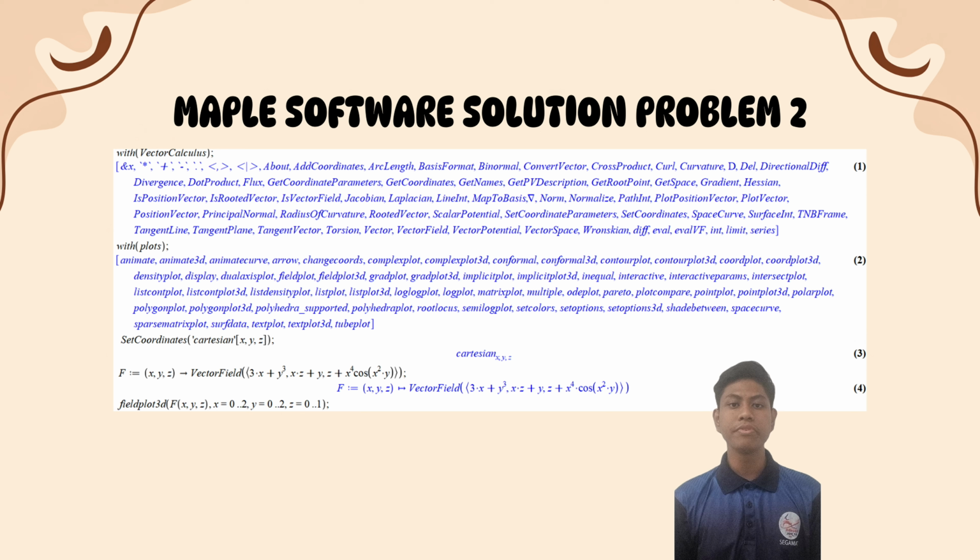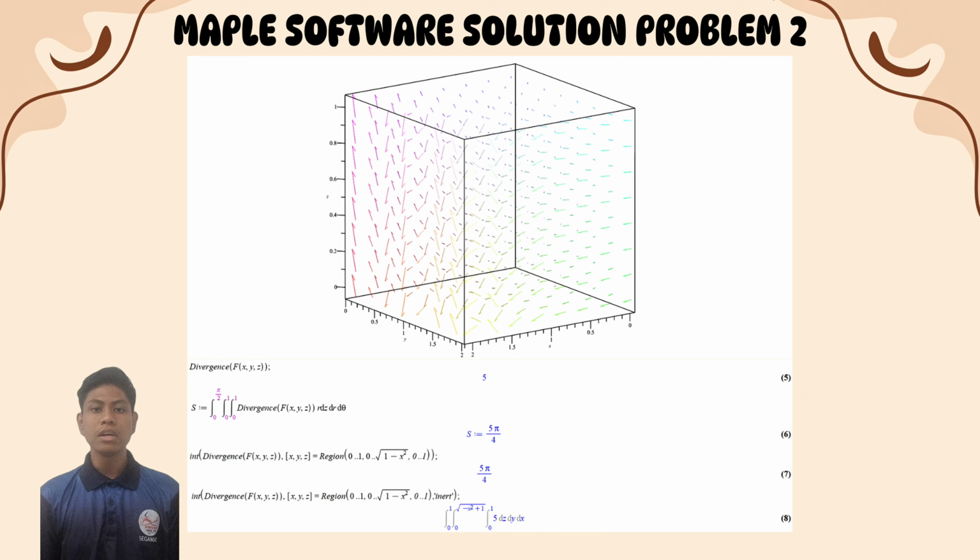For the next step, to visualize our vector field, we command fieldplot3d F(x,y,z), and we obtain the output as stated. We command Divergence(F(x,y,z)) to compute the divergence of the vector field, and we get 5. We call it to solve the triple integral, and the result we get is 5 pi over 4. The second last command is like this, and the result is the same as before. The last is the command to set up the triple integral, and the result is as we show.